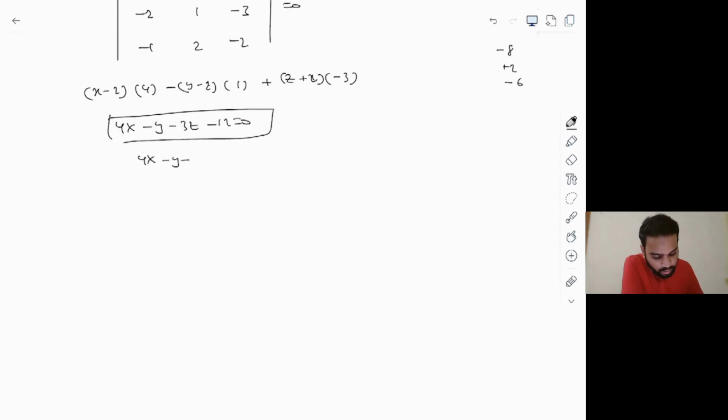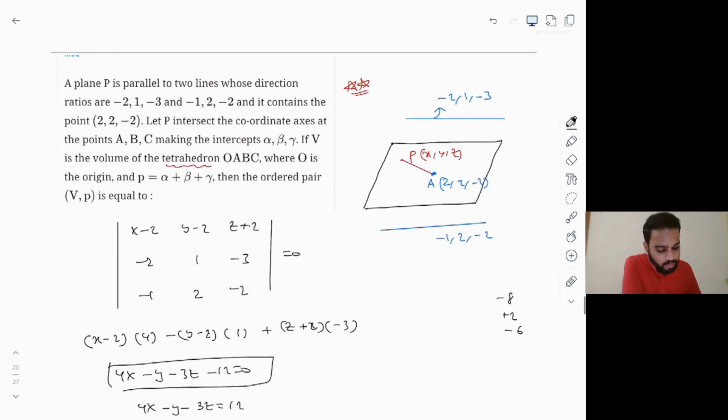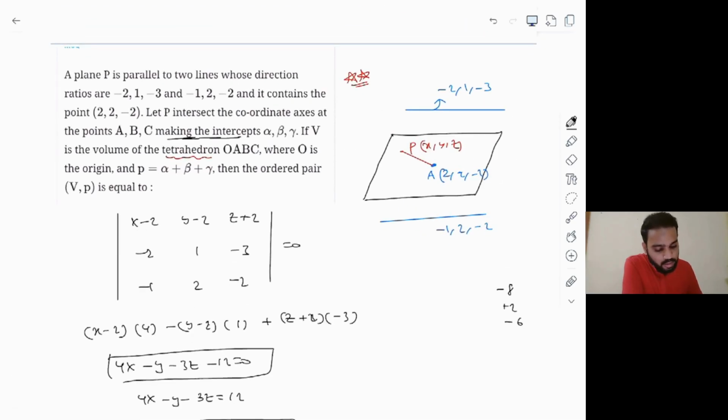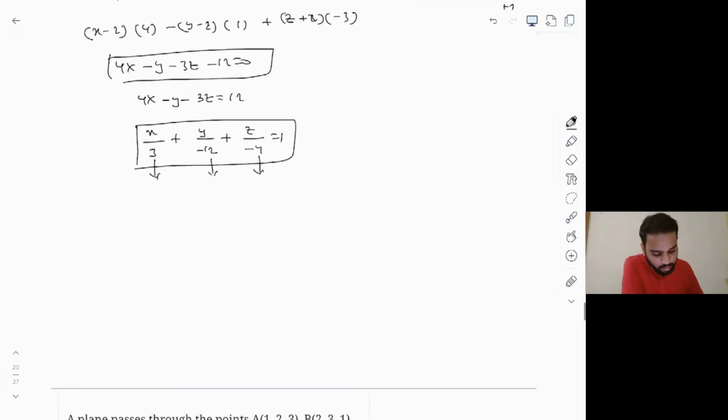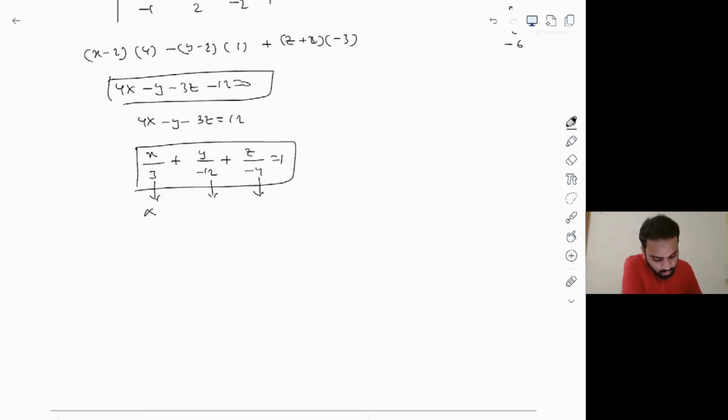It is 4x minus y minus 3z is equal to 12 divided by 12. What you get? X divided by 3 plus y divided by minus 12 plus z divided by minus 4 is equal to 1, where clearly the intercepts are a, b, c, which are the denominators in the intercept form. So what did they say here? They said that it is making intercepts of alpha, beta, gamma respectively. Okay, so which means this is alpha, this is beta, and this is gamma.